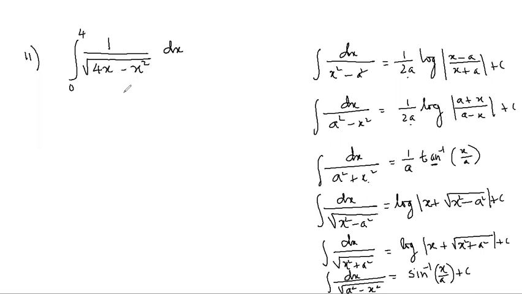Here x square's coefficient is negative. If x square's coefficient is negative, you need to apply this formula. That means you need to complete the square in such a way that a square is positive and x square is negative. So does anybody remember how to complete the square here? Yes, some chat.